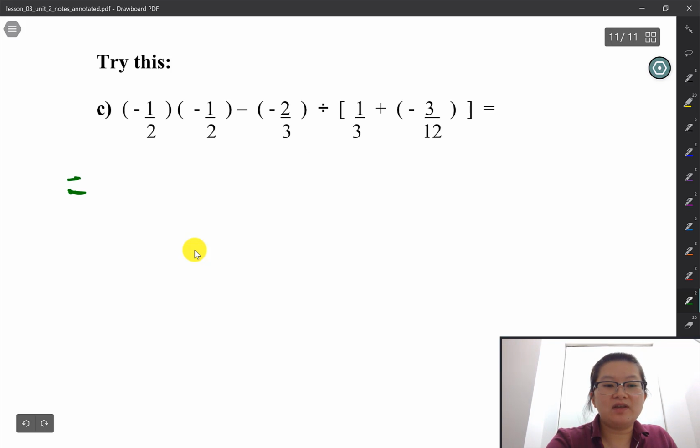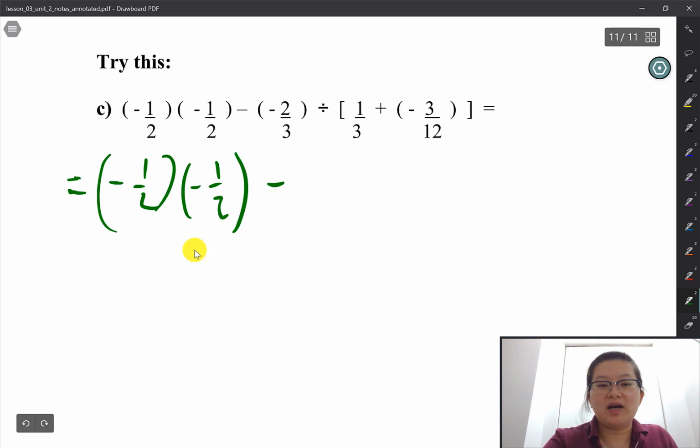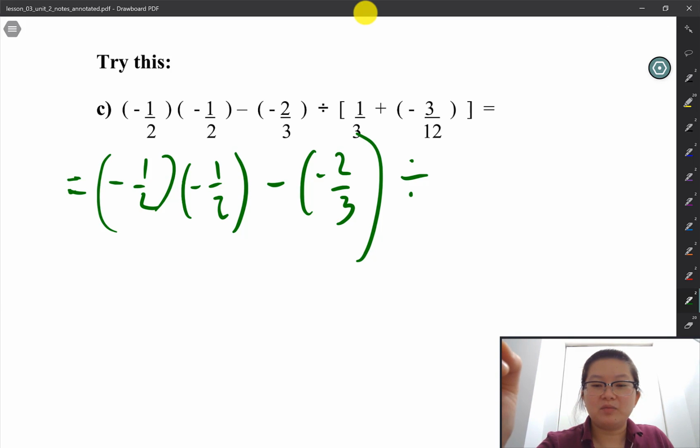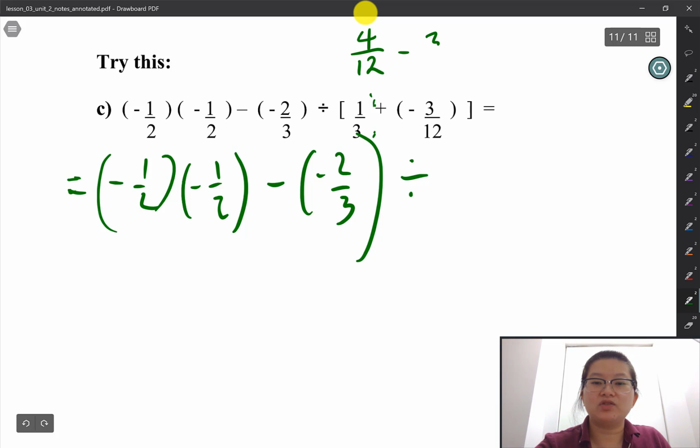Okay, I'm going to keep everything here the same. Negative 1 over 2, negative 1 over 2, and then I'm going to minus this negative 2 over 3. I'm going to do the brackets first, okay, before I do the division. So here I have 1 over 3 plus negative 3 over 12. It seems that if I multiply this fraction by 4, top and bottom, I'm going to get the same fraction with the same common denominator here. So if I do 1 times 4, that's going to give me 4. 3 times 4 is going to be 12. I'm going to have 4 over 12 minus 3 over 12, which is going to give me 1 over 12. So this whole thing in the brackets is 1 over 12.